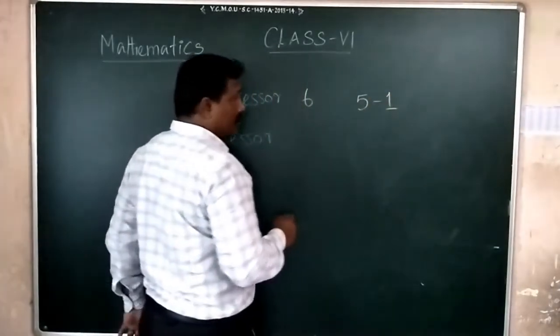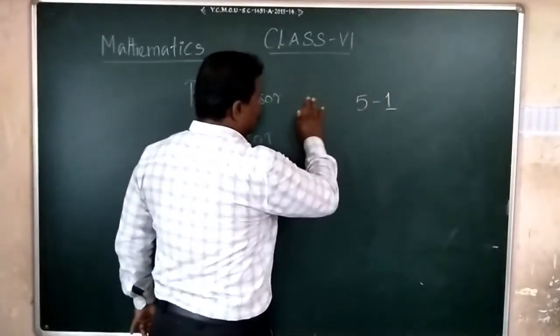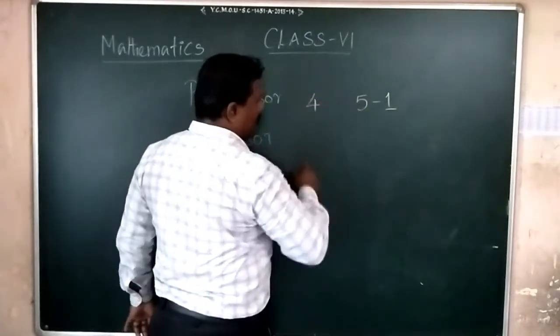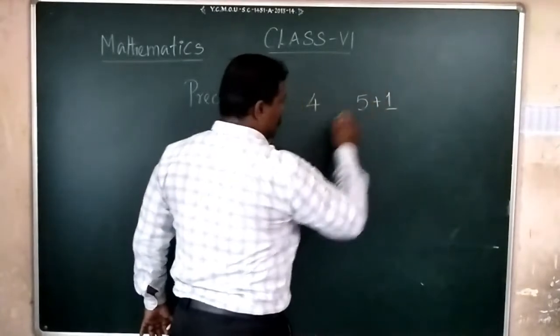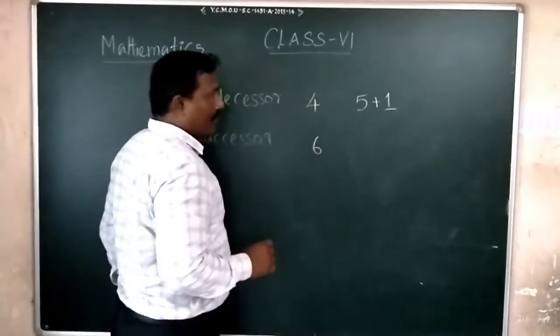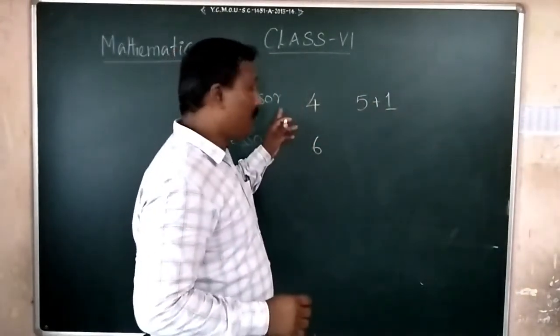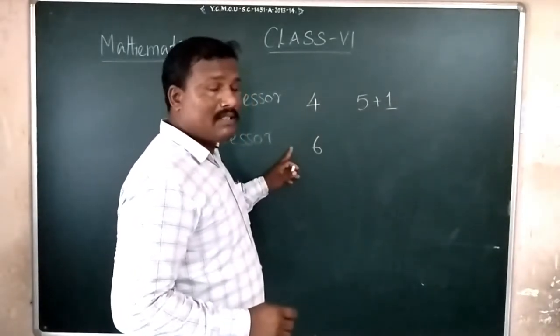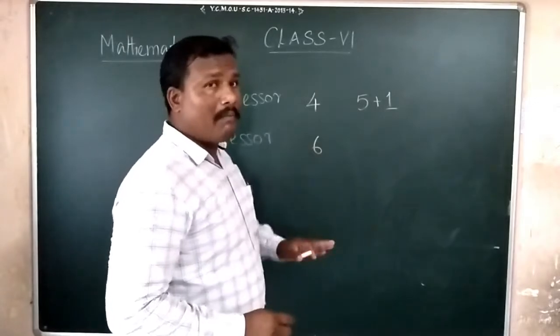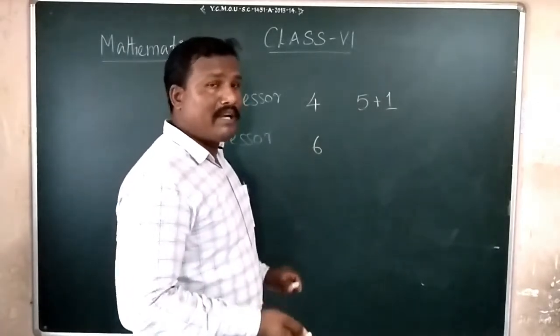Predecessor means minus 1, no? So 4. Successor means we have to add 1. So 6. So we know predecessor means we have to subtract 1, and successor means we have to add 1. So we know very well every number has a successor and a predecessor.